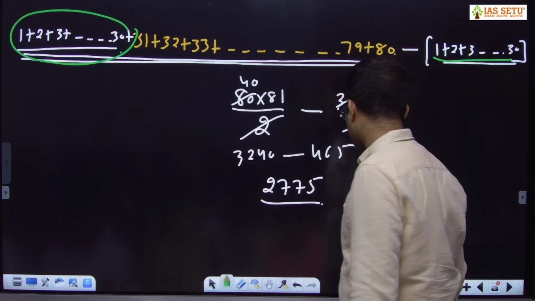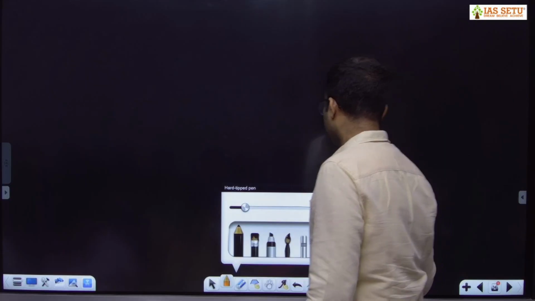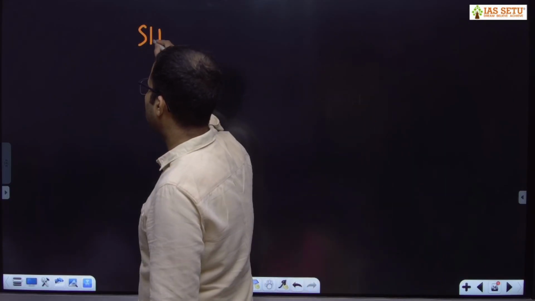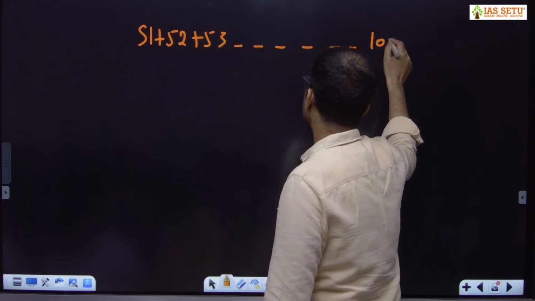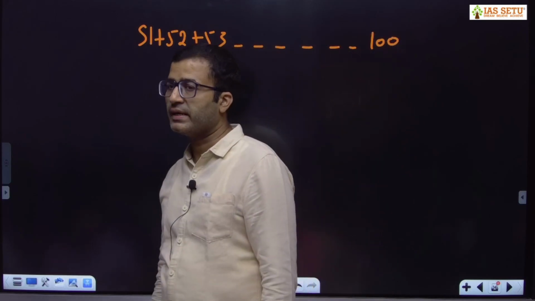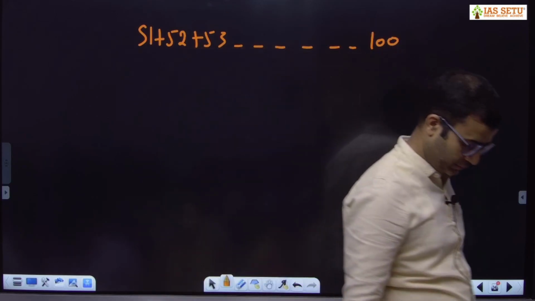जिसको नहीं समझ में आया, थोड़ा wait करें. Question: 51 plus 52 plus 53 up to 100. Take time, keep the answer with yourself.